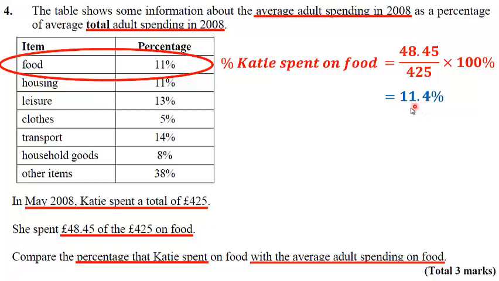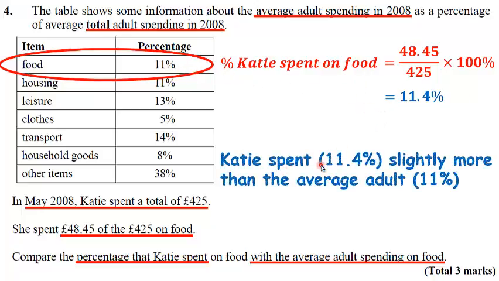Now, what does that tell me? Katie spent about the same amount, right? So Katie spent 11.4%, slightly more than the average adult 11%. So it's almost the same, but she spent a little bit more. So I put the numbers in. So I'm telling the examiner that I'm comparing the numbers. I've seen the 11% on the table, and I recognize that 11.4 is slightly more than 11%.